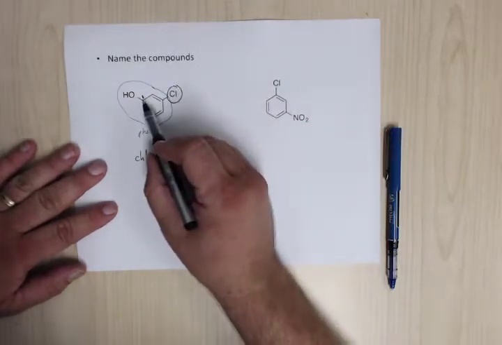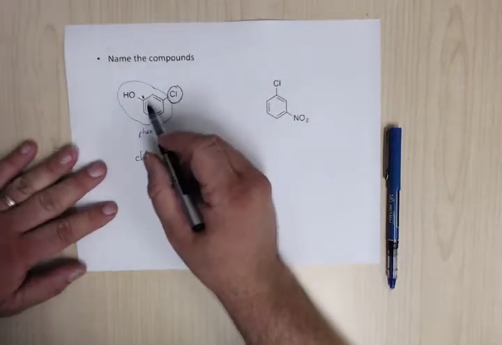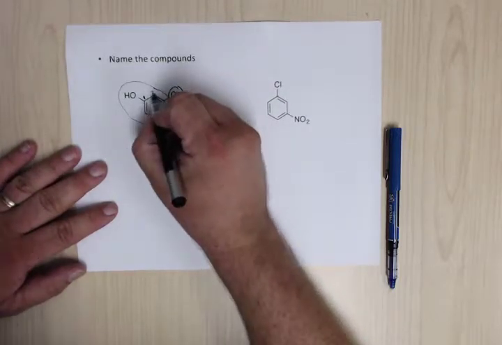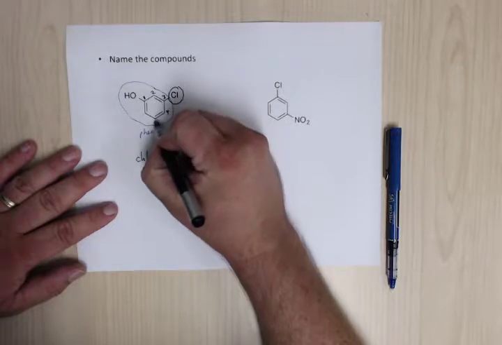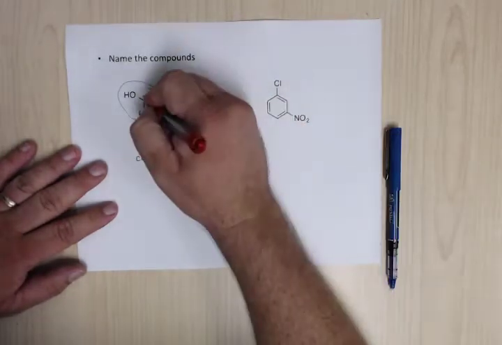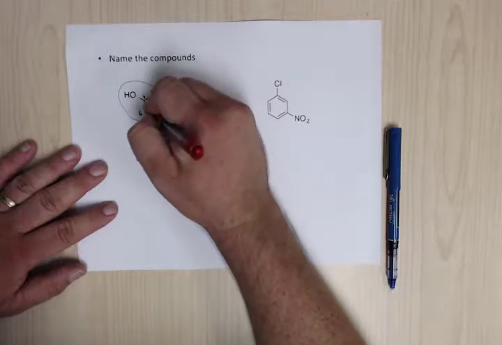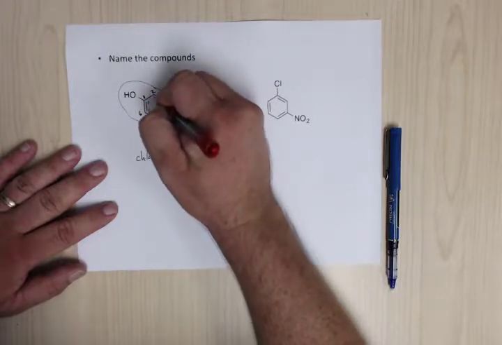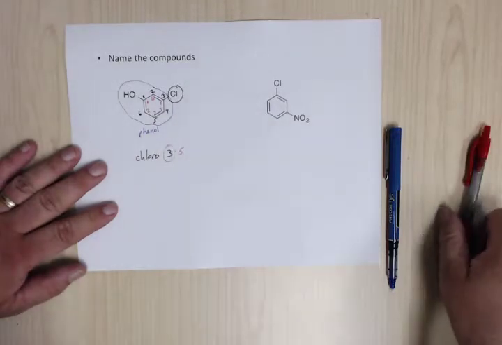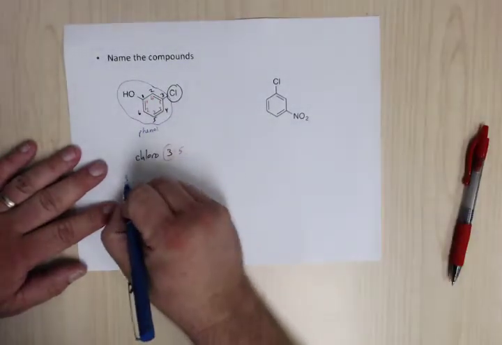So you want to see what the numbering looks like clockwise and counterclockwise. If we go clockwise, it goes 2, 3, 4, 5, 6. So the chloro is at 3. The other option is to take this at 1 and then go counterclockwise. So 2, 3, 4, 5, 6. So 5. So we're going to want to take this numbering here. Okay, so it becomes 3-chlorophenol.